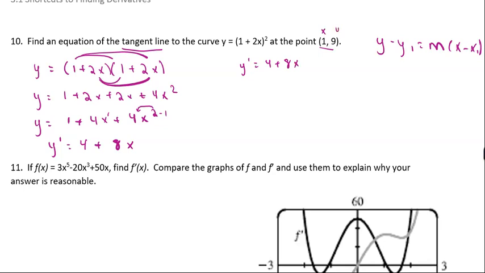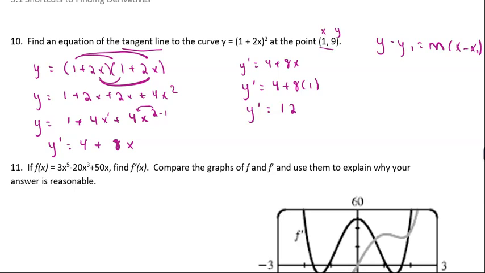Look, we have an x, we have a y. So if we put in our x value, so 4 plus 8 times 1, that's going to give us the derivative at x equals 1, which will be our slope at x equals 1. So if we do that, we have 4 plus 8, which gives us 12. So that means our slope at 1 is 12.